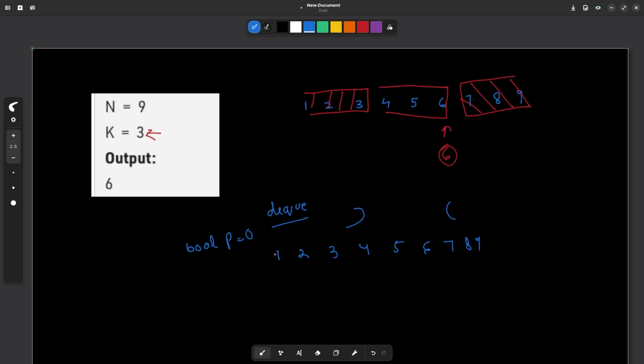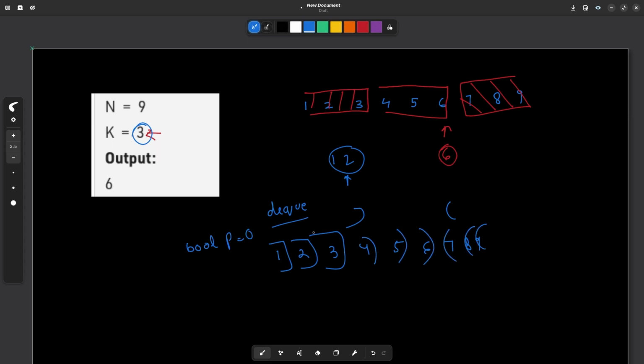So when p is equal to 0, you will pop elements from the front, one by one. You will pop it either k times, in this case k is 3, so you will pop it either 3 times or till the deque becomes empty. For example, if there are only 2 elements remaining and the value of k is 3, then obviously you cannot pop more than 2 elements, so you will only pop 2 elements. So you will pop 3 elements from the beginning, then 3 elements from the end, then again 3 elements from the beginning.